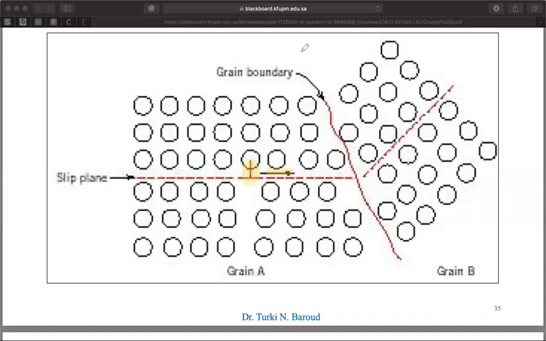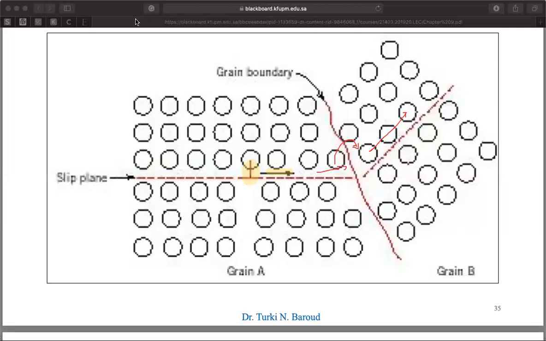The dislocation first needs additional energy to cross the grain boundary, and additional energy to change its orientation, its direction, from this direction to this direction. And you can imagine if the misorientation between the grains is higher, then the change in direction will be much higher. If the misorientation or mismatch between the 2 grains is smaller, the change in orientation that this dislocation needs is going to be much smaller.